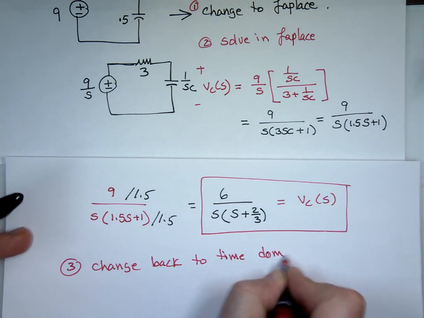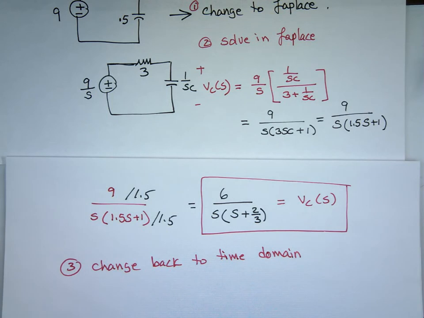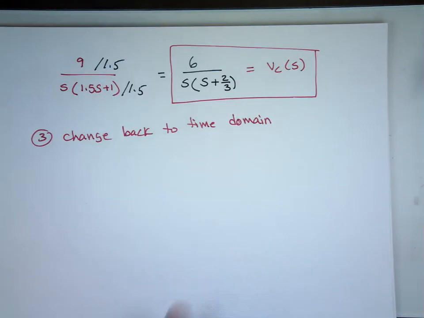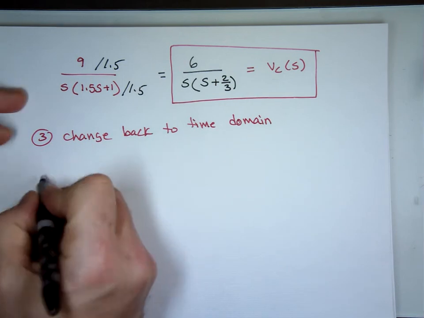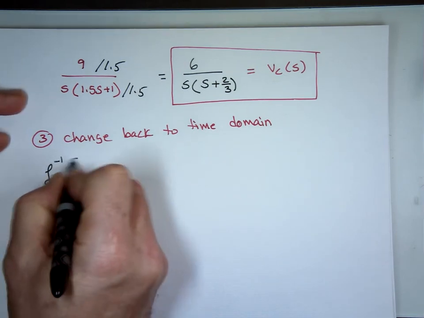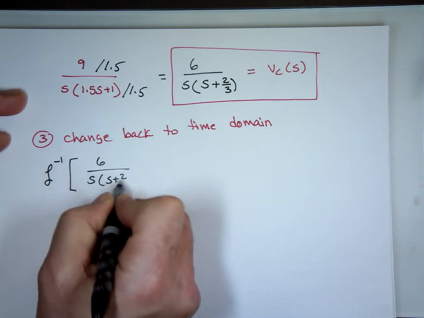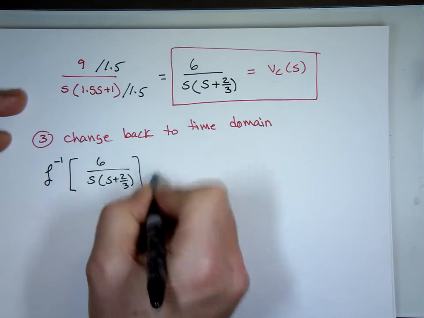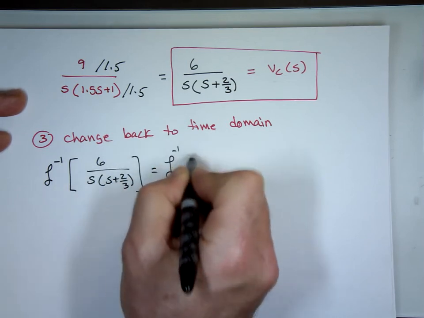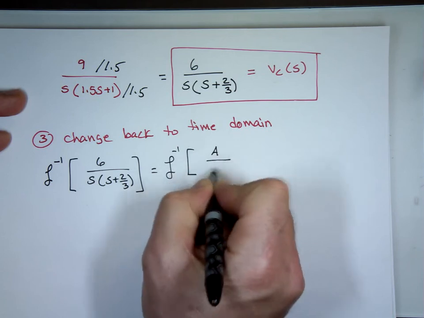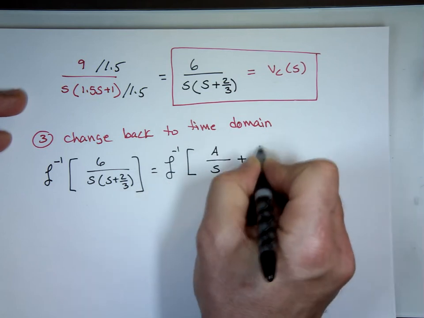These are the 3 steps. Go from time to Laplace, step number 1. Solve it in Laplace, we did that. Now change it back to time domain, which means I need to find the inverse Laplace of that. And that was the reason why I left it like this. So now step number 3, what is the inverse Laplace of 6 over s times s plus 2/3? Well, I can write that as a over s, plus b over s plus 2/3.